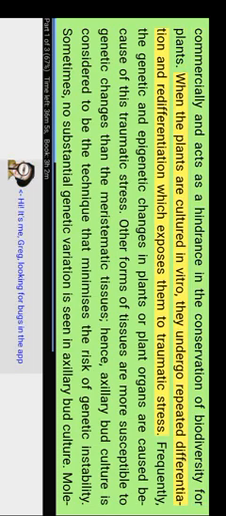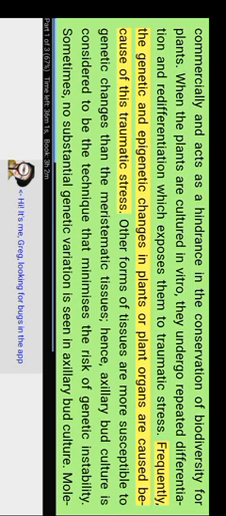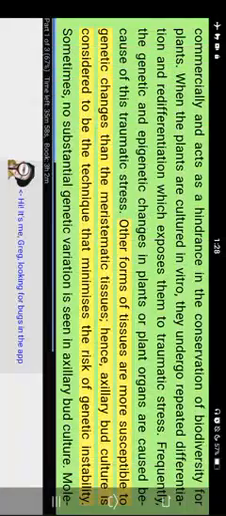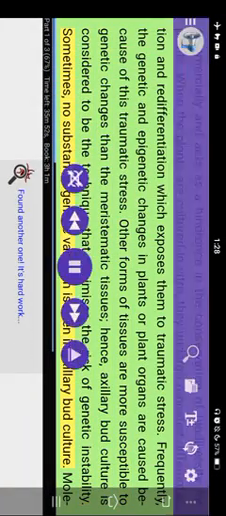When the plants are cultured in vitro, they undergo repeated differentiation and redifferentiation, which exposes them to dramatic stress. Frequently, genetic and epigenetic changes in plants or plant organs are caused by this dramatic stress. Other forms of tissues are more susceptible to genetic changes than the meristematic tissues. Hence, axillary bud culture is considered to be the technique that minimizes the risk of genetic instability. Sometimes, no substantial genetic variation is seen in axillary bud culture.